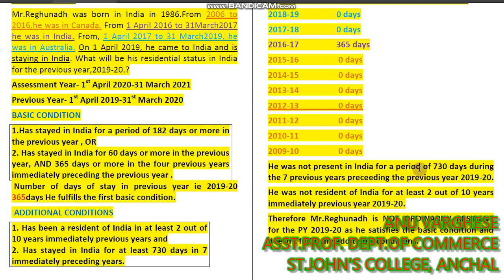He was not present in India for a period of 730 days during the 7 previous years preceding the previous year, and he was not resident of India for at least 2 out of 10 years immediately preceding the previous year, that is 2019-20. Therefore, we can say that Mr. Raghunath is not ordinarily resident for the previous year 2019-20 as he satisfies the basic condition and does not fulfill the additional conditions. So there is never a single recipe for solving a problem.